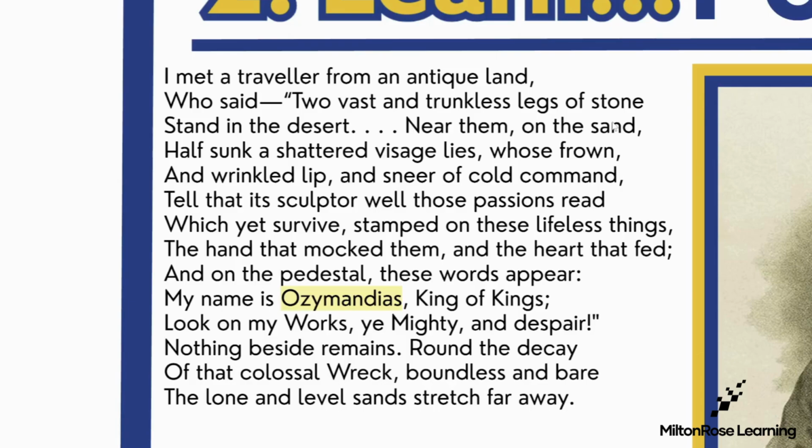I met a traveller from an antique land who said, two vast and trunkless legs of stone stand in the desert. Near them, on the sand, half sunk, a shattered visage lies, whose frown and wrinkled lip and sneer of cold command tell that its sculptor well those passions read, which yet survive, stamped on these lifeless things.